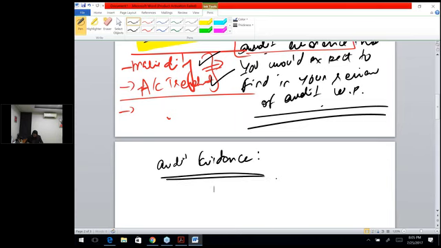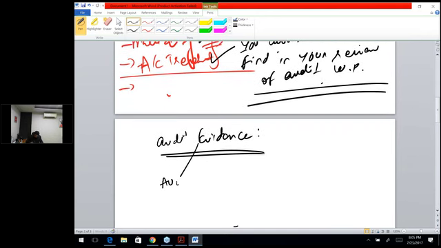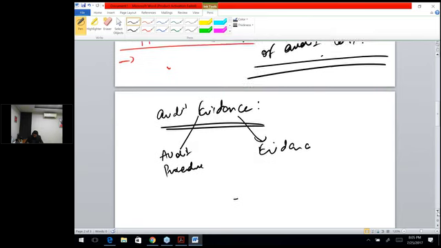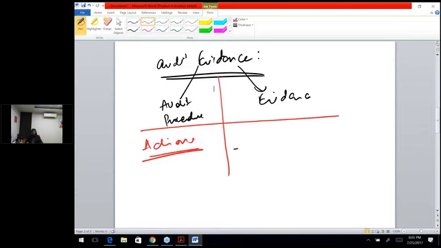Now, there are two things. First of all, there is a difference between audit procedure and audit evidence. What is the difference between the evidence and the procedure? The procedure is actually an action. And when we talk about the evidence, the evidence is the result of an action. So audit procedure is you performing an action. The evidence is the result of the procedure.